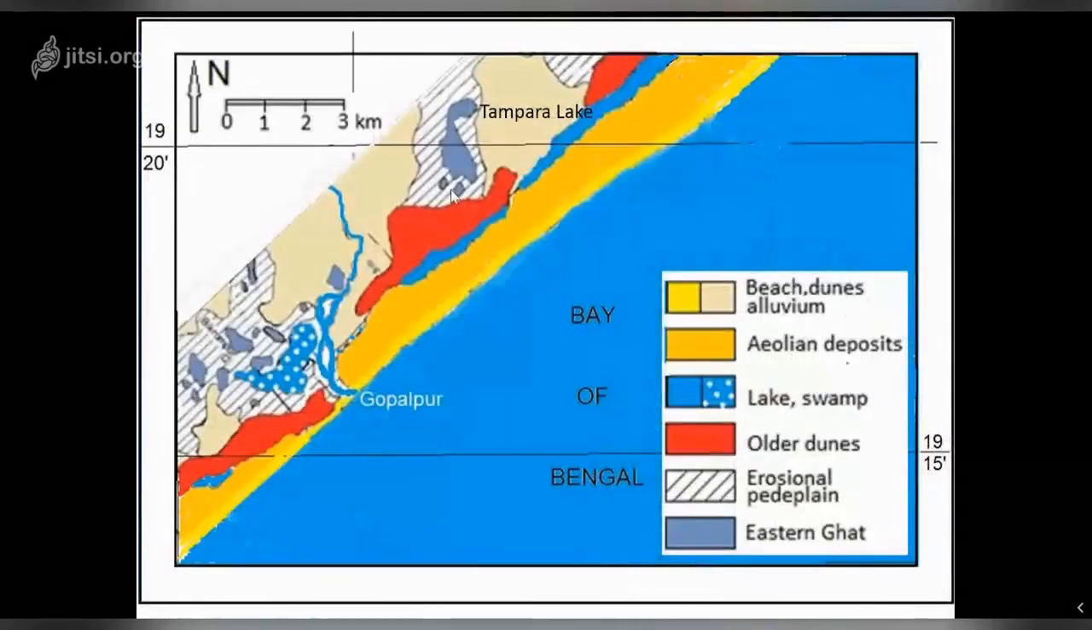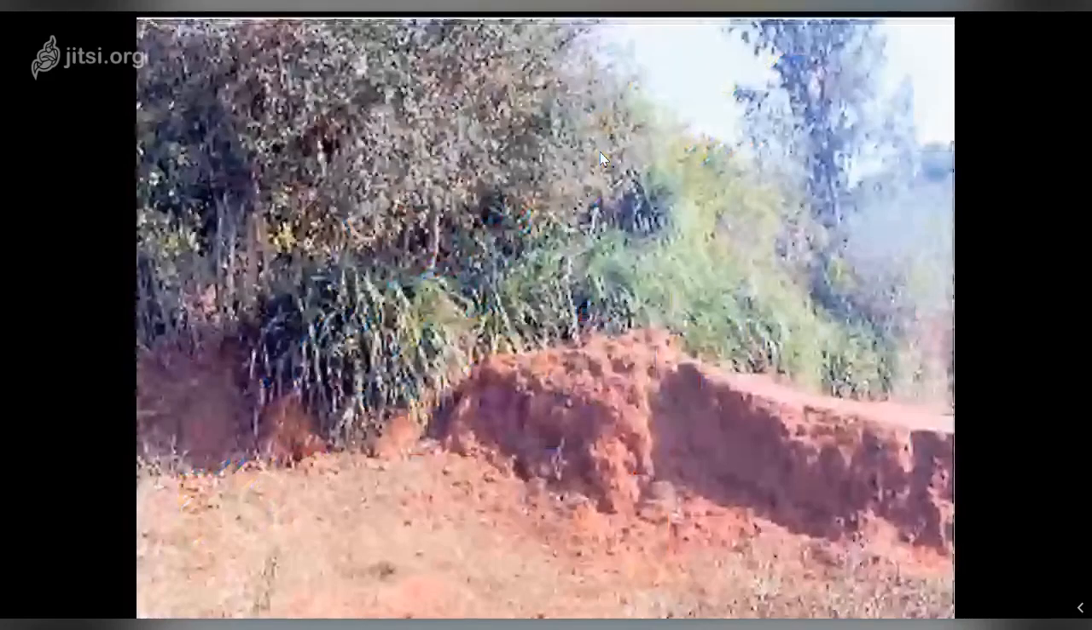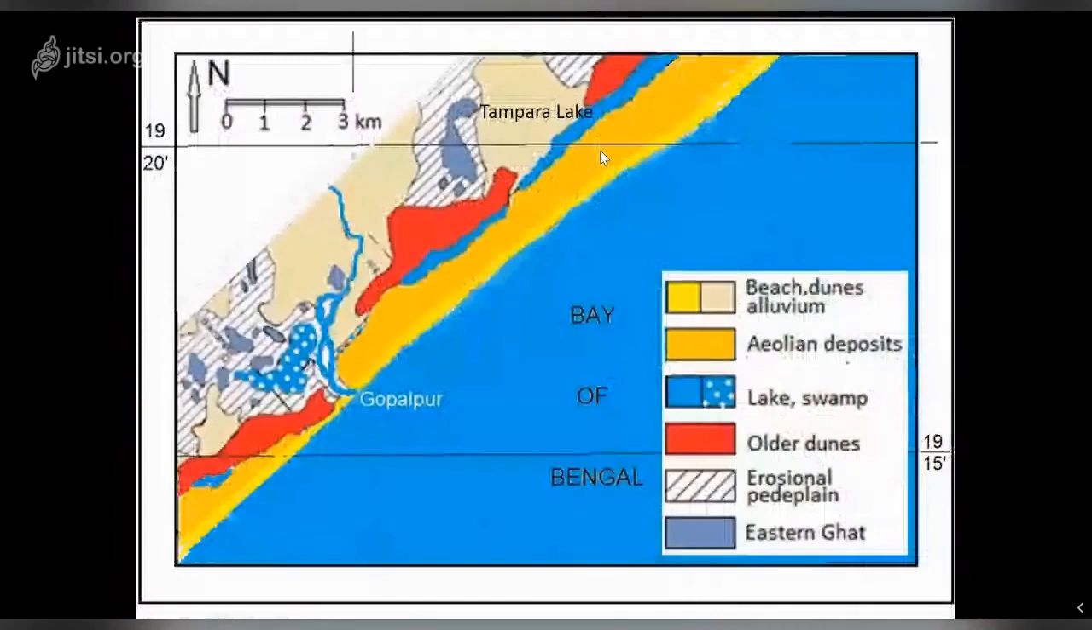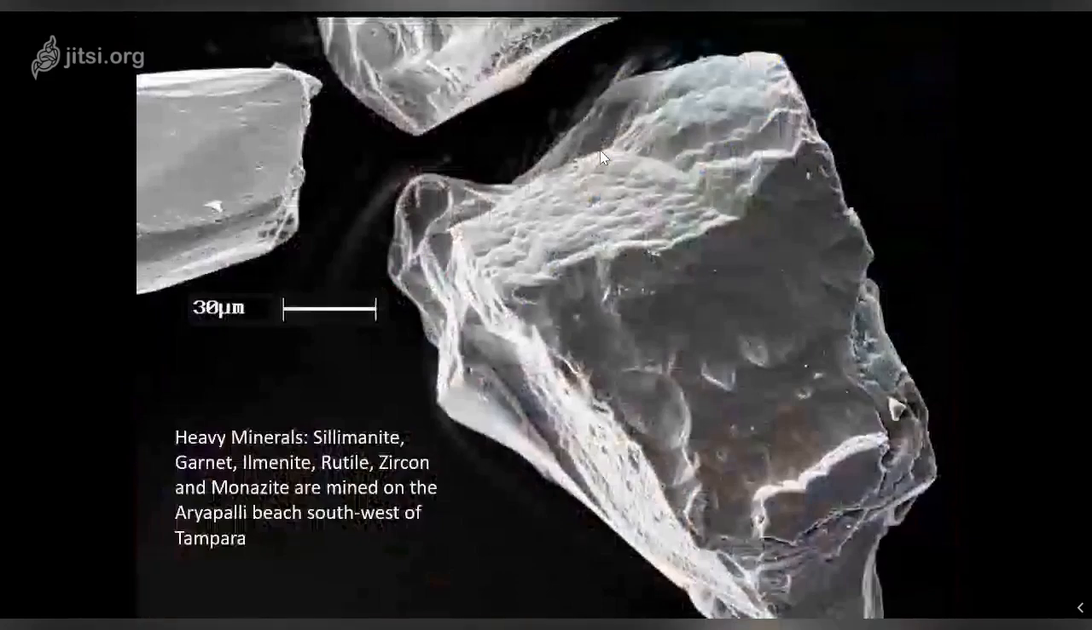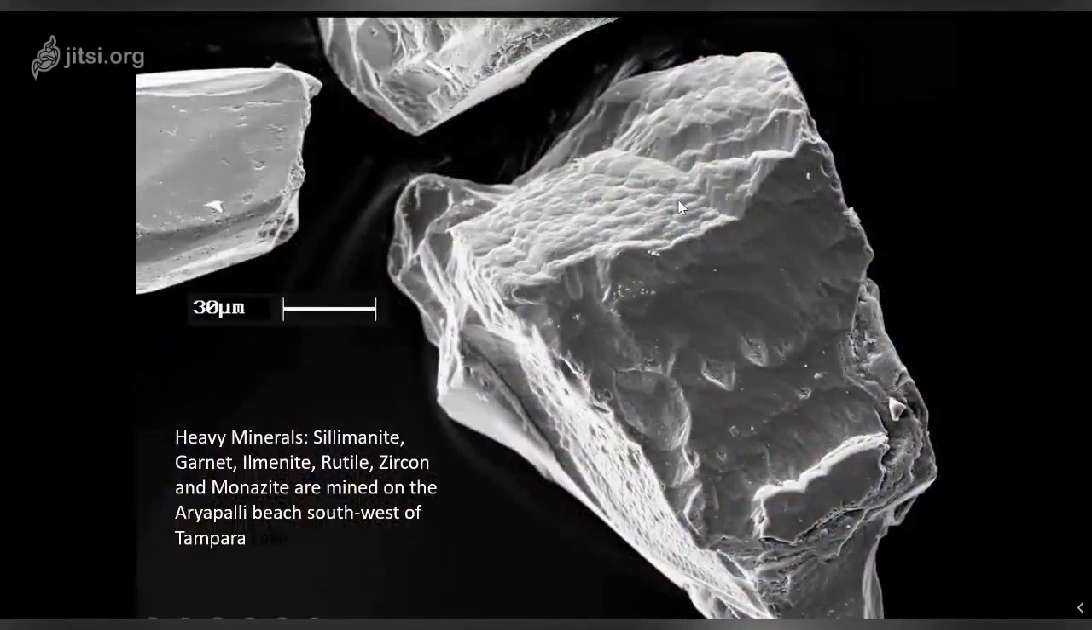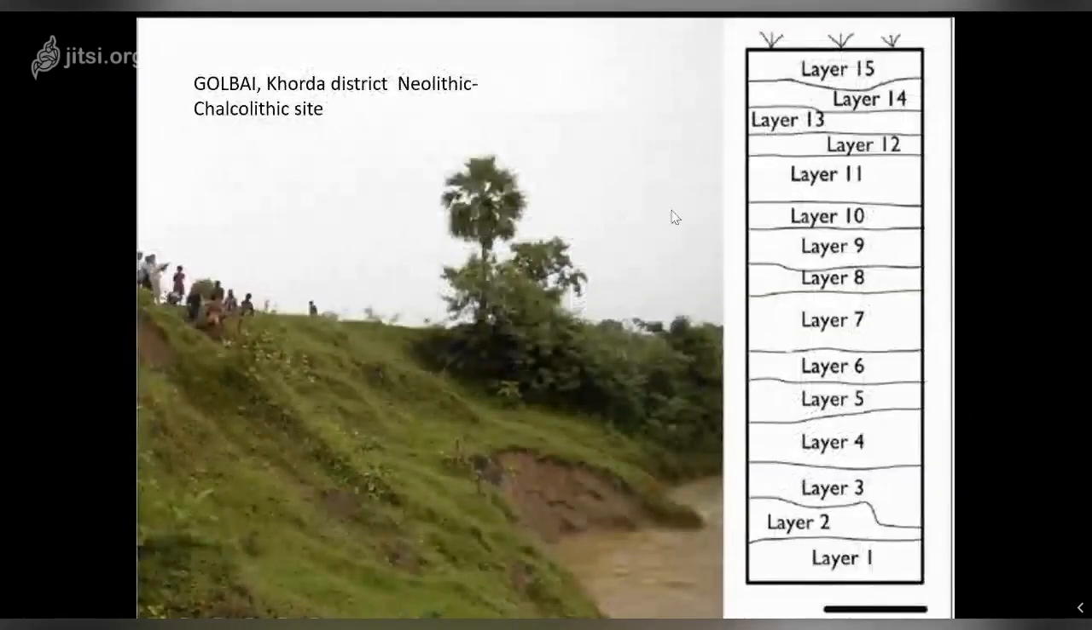Here also we have the red sediment in Gopalpur and Tampara Lake. This is the Tampara Lake and the other water body which continues for a good distance here. This part of the coast was also formed during the Holocene, and you can see the heavy minerals that are found in this area in Gopalpur.